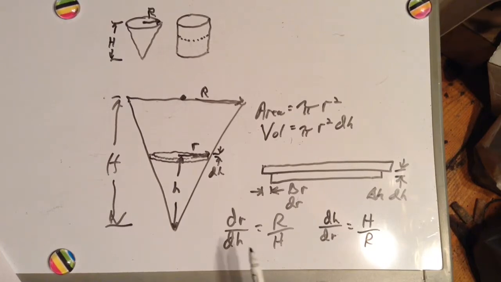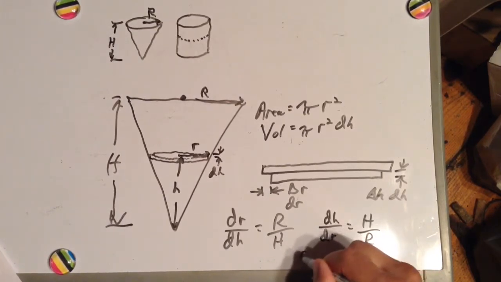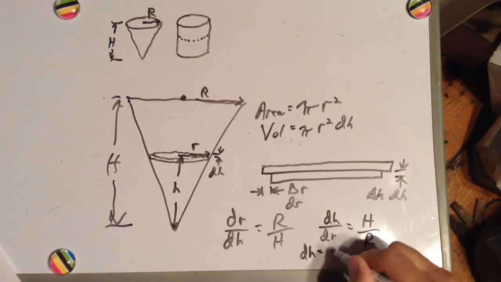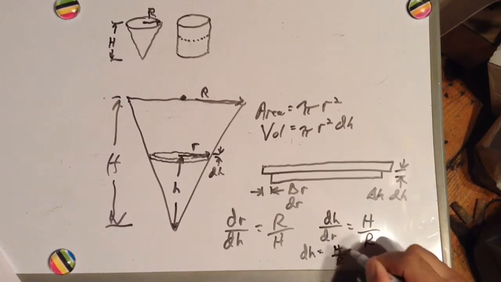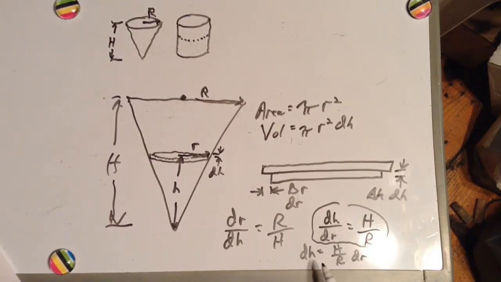Okay, so if dh over dr equals H over R, then dh equals H over R times dr. We just multiplied each side of this equation by dr and left us with dh over here equals H over R times dr.